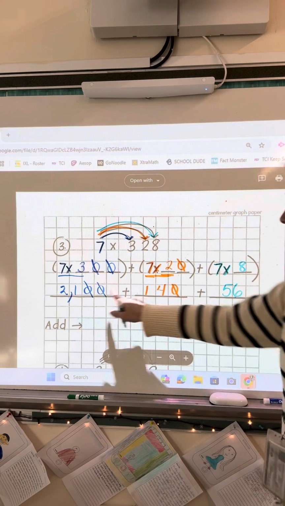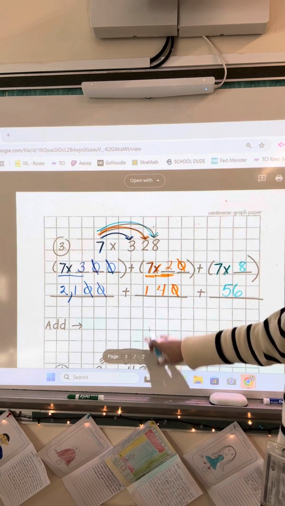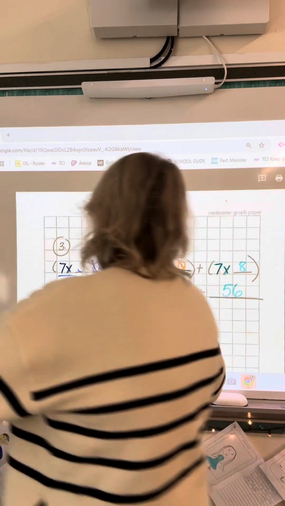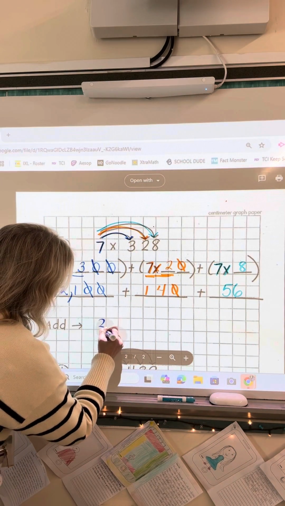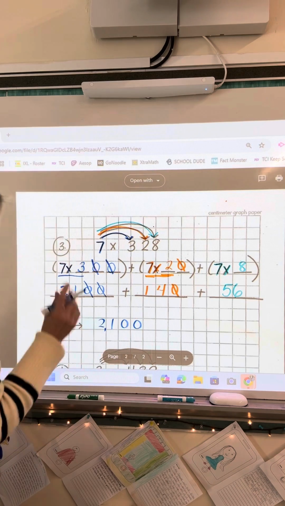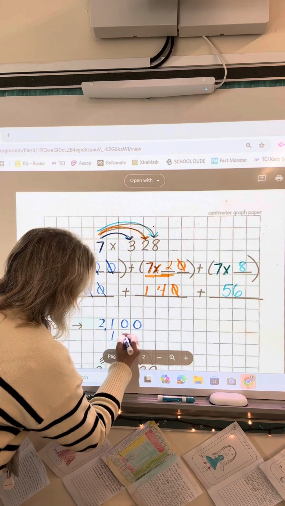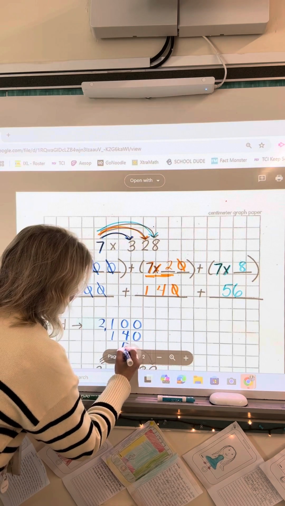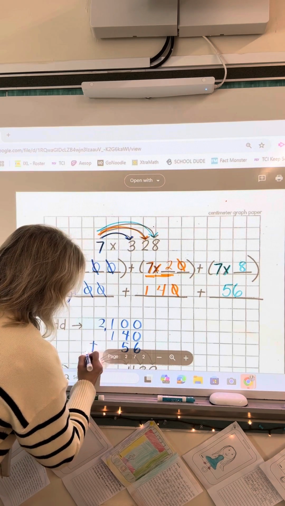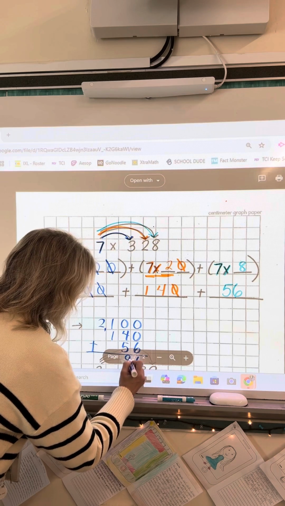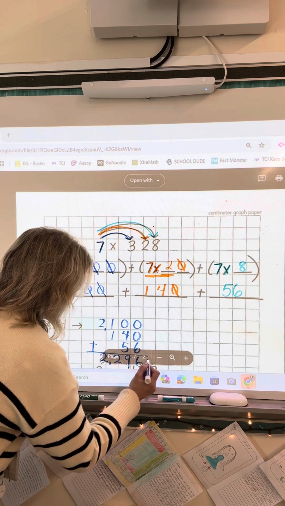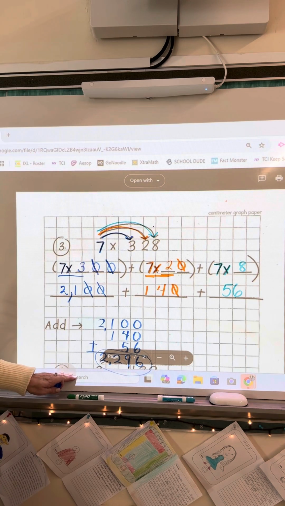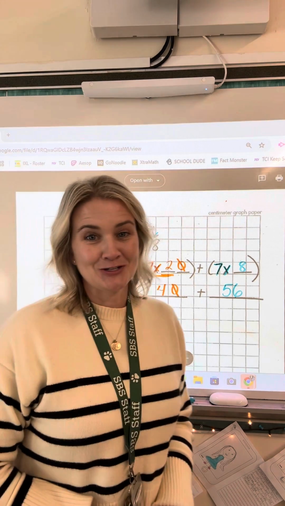And now we have our 3 partial products. Below this on the graph paper, they should be adding all of these numbers. So some of the kiddos today knew the answers just by looking at the numbers, but if they're struggling, they should line all of these numbers up and add them. So we should get 2,296. So that should be your answer using the distributive property.